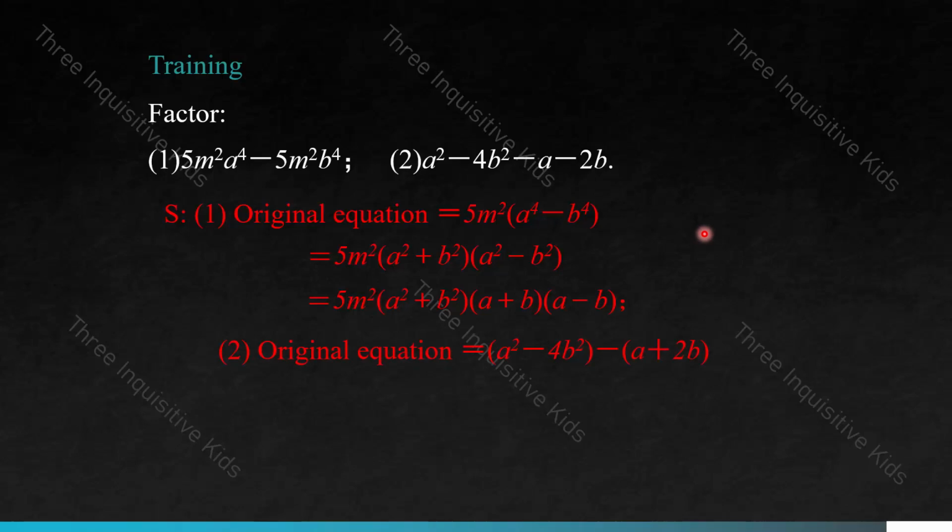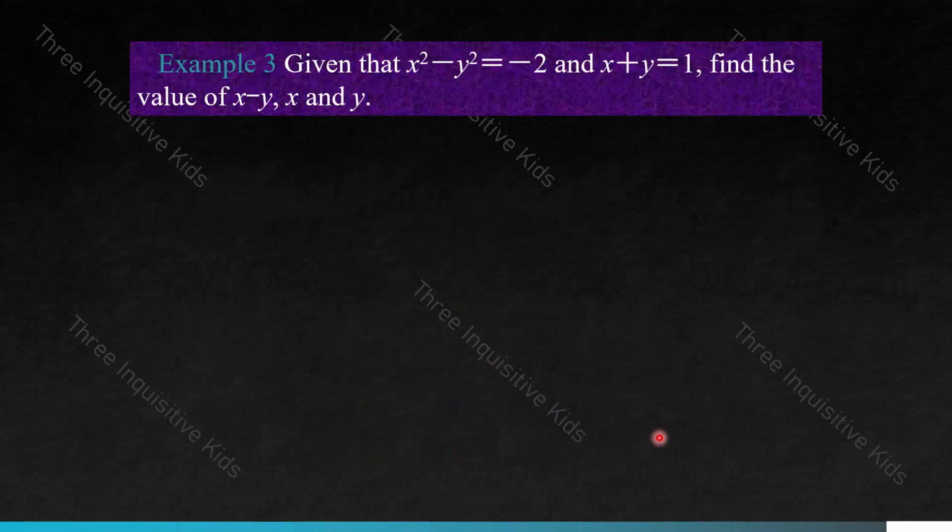And for the second question, we can first group together a squared minus 4b squared and a plus 2b. After simplifying the first parentheses, we have (a plus 2b) times (a minus 2b) minus (a plus 2b). And after that, we can still take out the common factor, which is a polynomial, a plus 2b, times (a minus 2b minus 1). So this is our final answer.